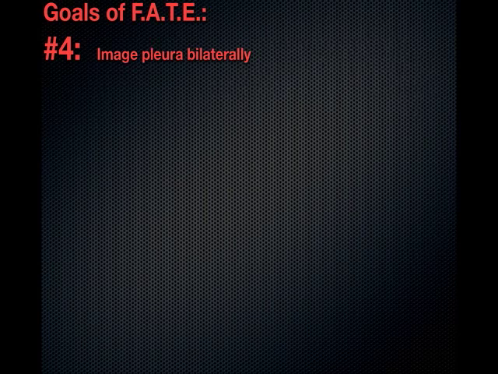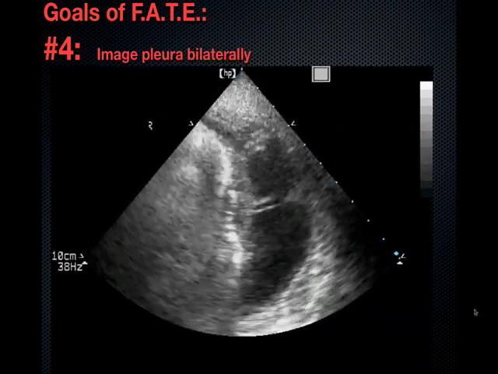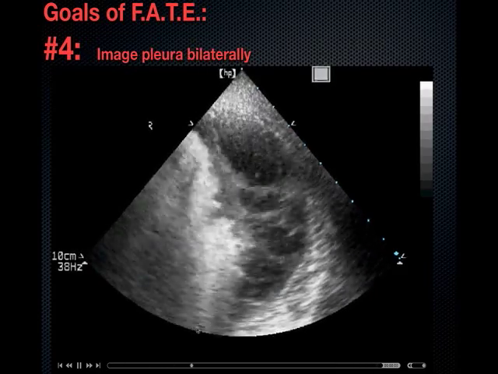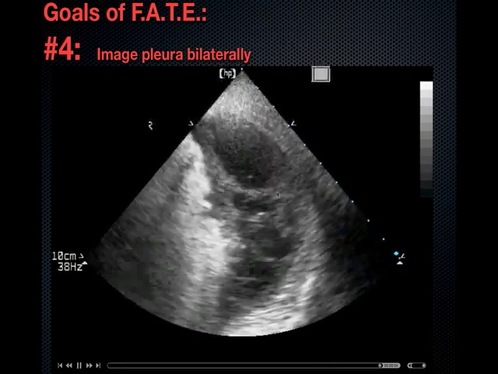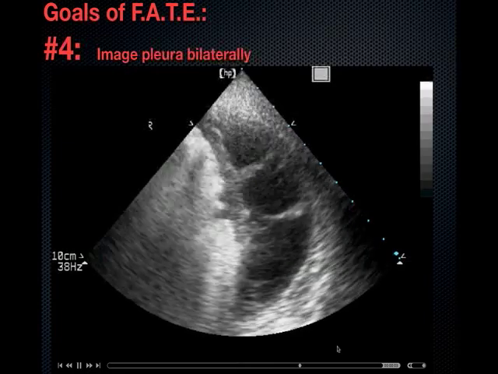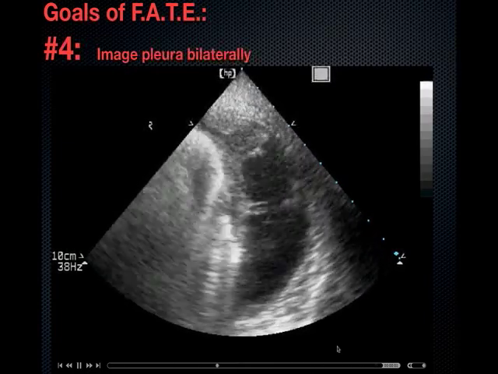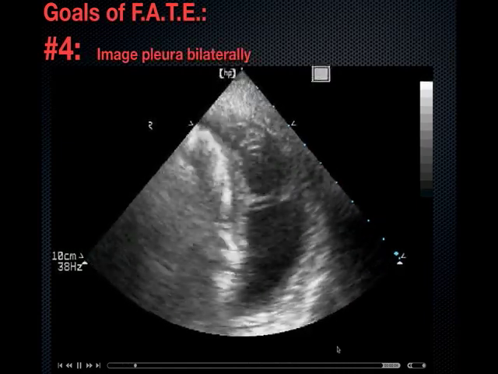Looking at the pleura bilaterally is another one of the goals. Here's an example. Essentially, you have diaphragm. You have lung up in here somewhere, but you have a pleural effusion with loculations throughout it. So this is going to help you if you're thinking about putting a needle in this for a therapeutic drain. You might think, this is a complicated chest space. This might actually need decortication or maybe a chest tube.